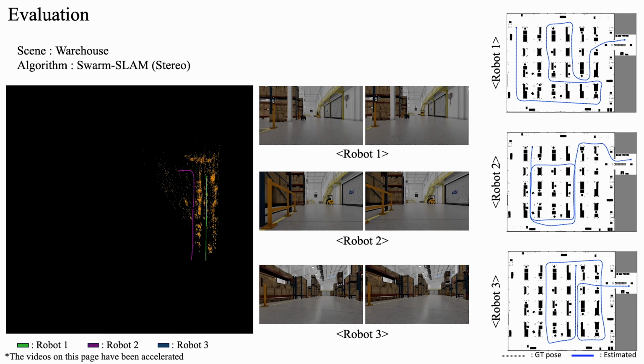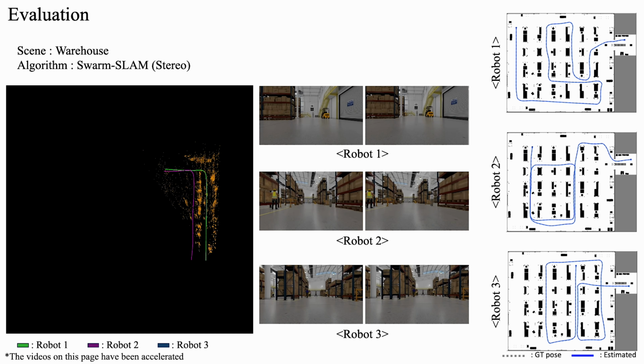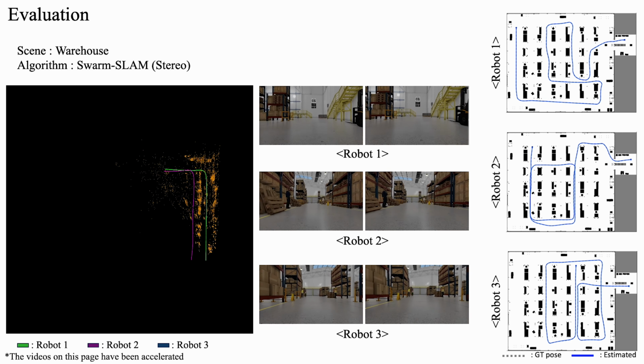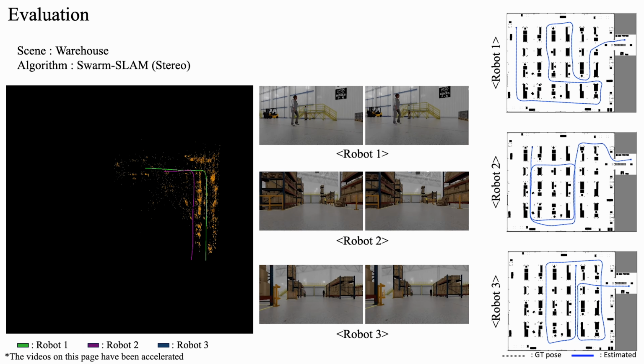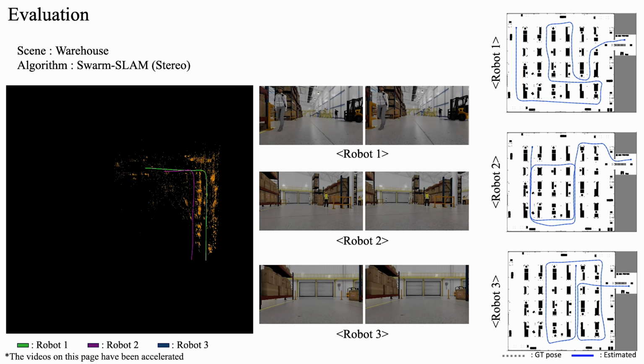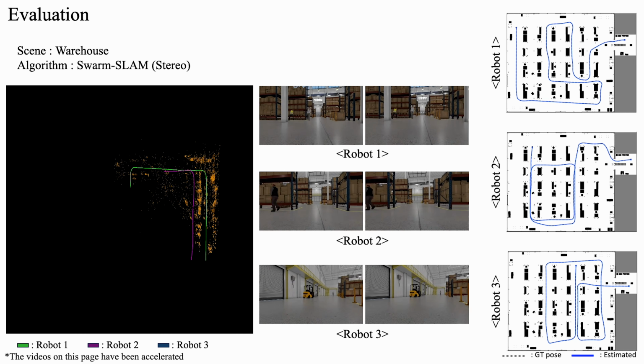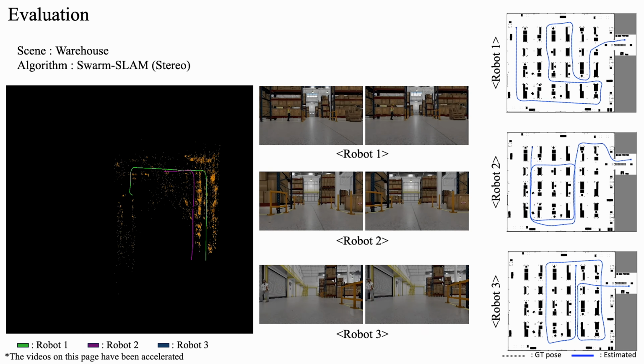Consequently, we demonstrate the result of Swarm-SLAM, one of the decentralized C-SLAM algorithms. In the warehouse, the redundant structures and repetitive features can degrade the performance of SLAM. Also, the redundant structures can lead to inaccurate loop closure.